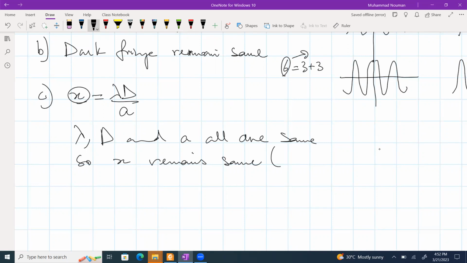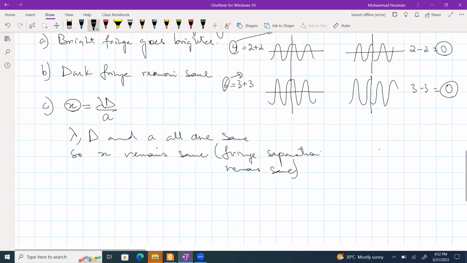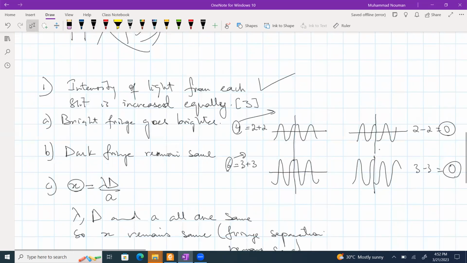Slit separation, fringe separation remains the same. No change in appearance. I hope you understand that, right? Okay, fine.